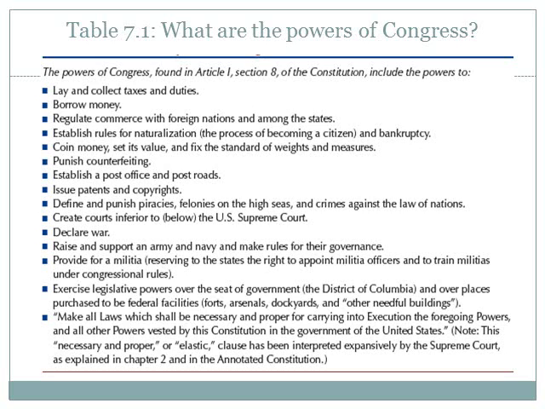A pound. Punish counterfeiting, establish a post office and post roads, issue patents and copyrights, define and punish piracies, felonies on the high seas, and crimes against the law of nations, create courts inferior to or below the U.S. Supreme Court, declare war, raise and support an army and a navy, and make rules for their governance, provide for a militia, reserving to the states the right to appoint militia officers and to train militias under congressional rules, exercise legislative powers over the seat of government, which is the District of Columbia, and over places purchased to be federal facilities, forts, arsenals, dockyards, and other needful buildings.